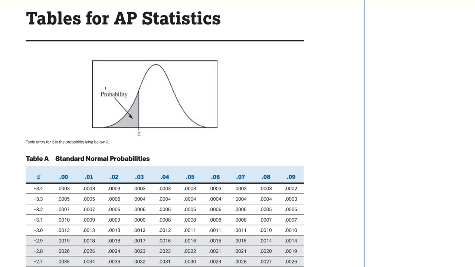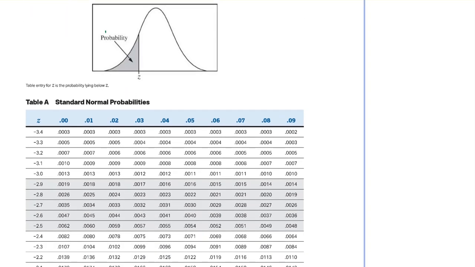So just be careful which table you're using, because that might deal with some subtraction or addition if you need it. Now, in our problem, we need to find the area to the left of our z-score of 0.25. The way these tables work, z-scores are on the outside of the table, and all the 4-digit numbers you see on the inside are our areas.